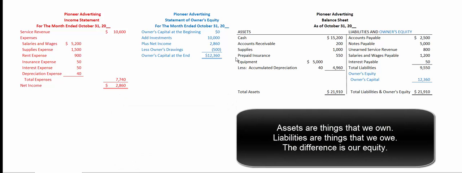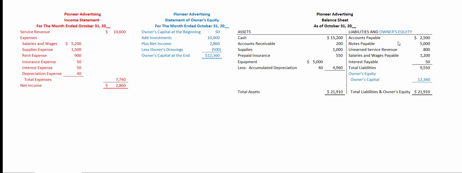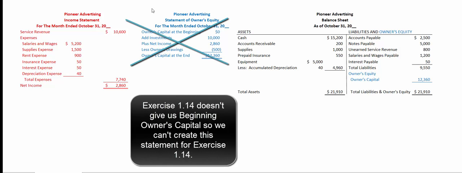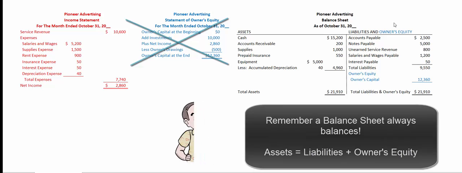And we also learned that assets are things that we own, and they're on the left-hand side of the balance sheet, and liabilities are things that we owe, and they're on the right-hand side. And we said that assets minus liabilities gives us our owner's equity. But sometimes in the homework problem, they won't give you the information about the owner's equity at the beginning. And so you'll be required to figure out what the owner's equity at the end must be, since you know that assets must equal liabilities plus owner's equity.